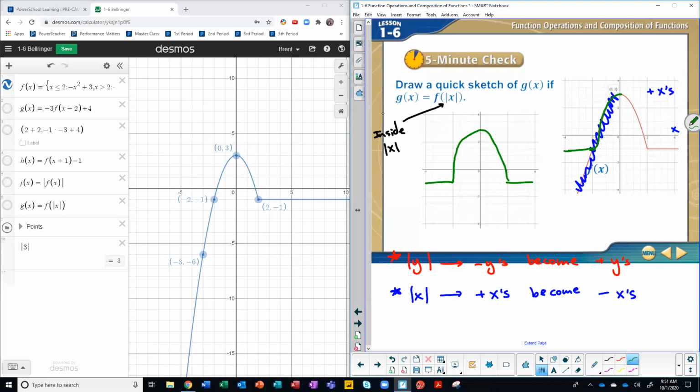Let's look at Desmos. So here was my graph, and I go down, and it's this problem here. I click it.